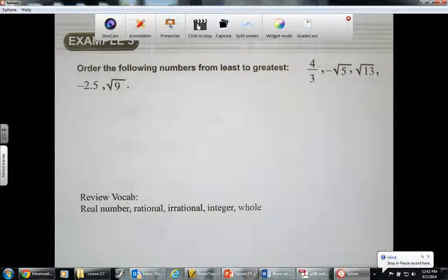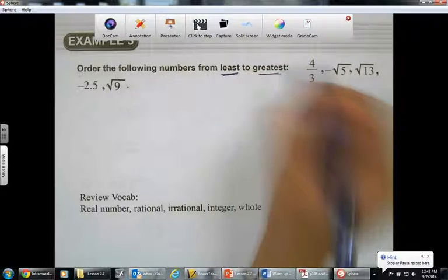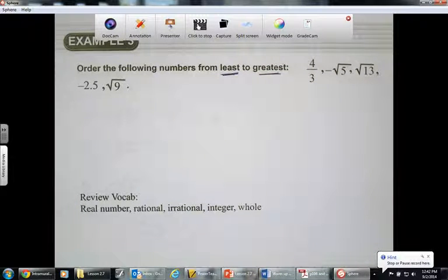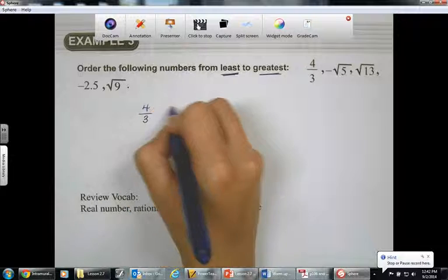First of all, make sure you always pay attention to your directions. Sometimes it says from least to greatest. Sometimes it says from greatest to least. Okay, I'm going to show you how I do it. You may do this any method you want, but I think my method is a pretty good method. I like to just create myself a little mini table here.